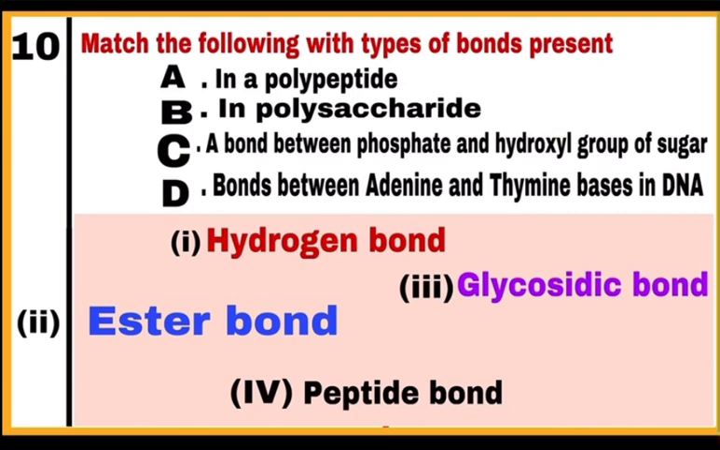D. Bonds between adenine and thymine bases in DNA. Adenine and thymine in DNA strand are joined together by 2 hydrogen bonds. So here A matches with 4 peptide bond, B with 3 glycosidic bond, C with 2 ester bond and D with 1 hydrogen bonds.